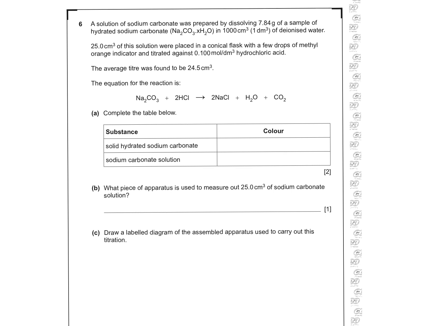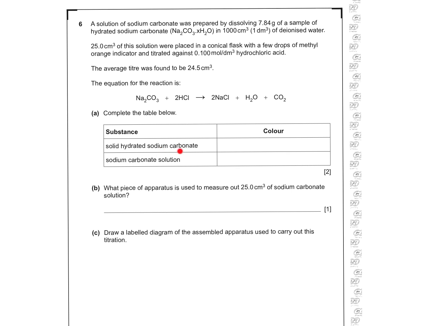And hopefully you're still here and made it to the final question. Complete the table below. The colour of the hydrated sodium carbonate, it's white. And we'll know that because sodium is in group 1, and remember, compounds of group 1 are white solids. And when they dissolve in water, they form colourless solutions. So that's just the general rule.